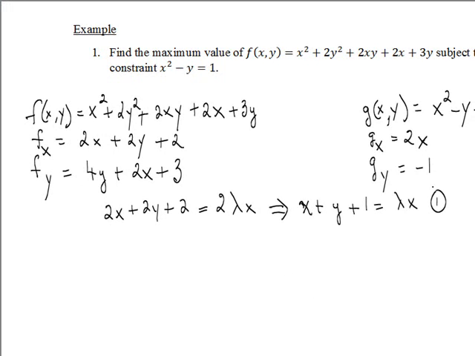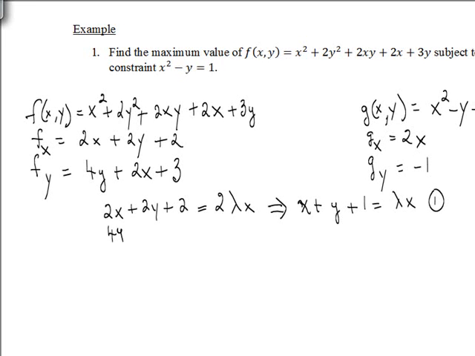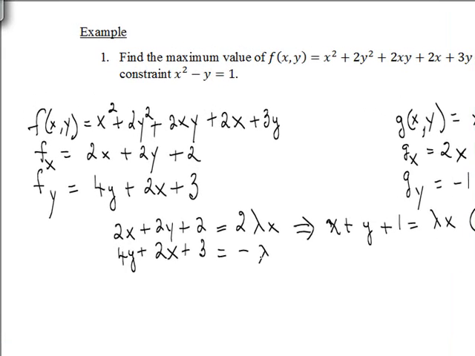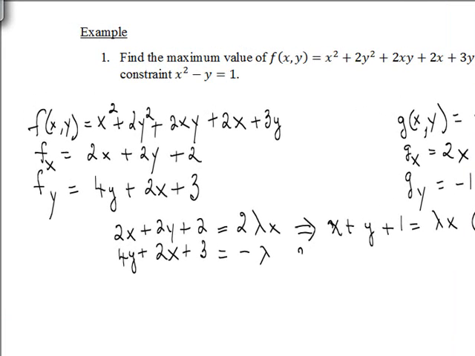Next equation, take the partials with respect to y now. 4y plus 2x plus 3 equals, multiply the g sub y by lambda, minus lambda. There's nothing we can do there, so call this 2. And then your final equation is always your constraint. So x squared minus y equals 1. Call this 3.